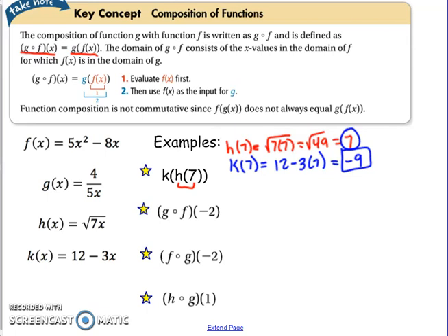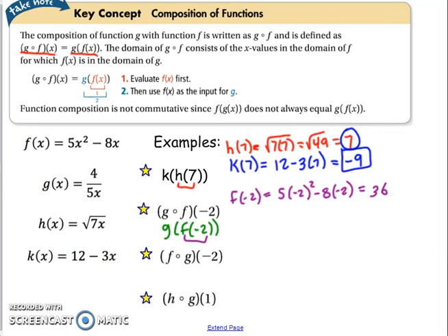If we look at the next one, g of f of negative 2. I don't like the way that one's written, so I'm going to rewrite this as g of f of negative 2. You can read it however you want. The inside most term we have is f of negative 2. So first we're going to go to the f function and plug in negative 2: 5 times negative 2 squared minus 8 times negative 2. This is going to give us 36.